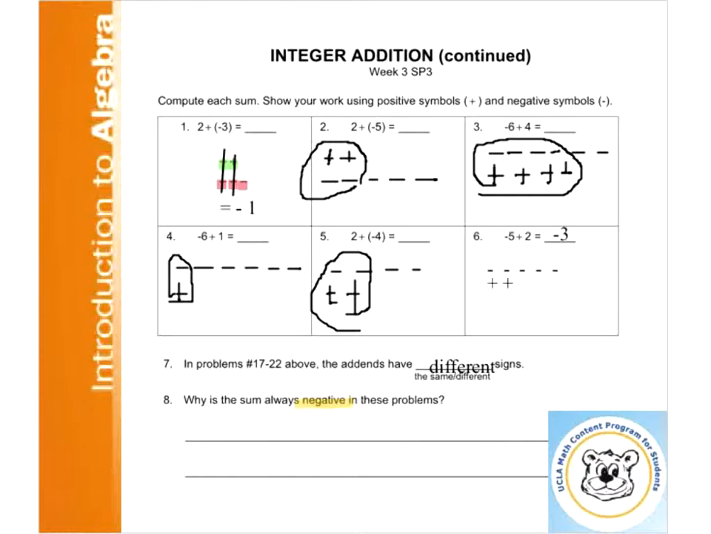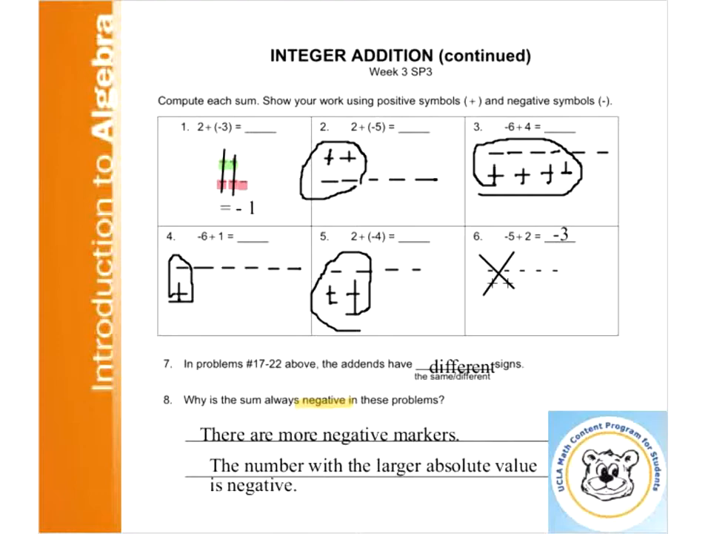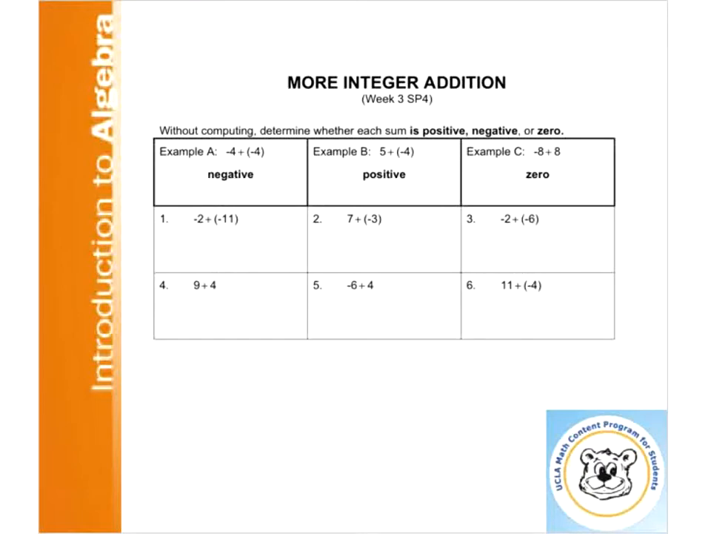So it's not really that the negative number is larger. There are more negative markers, correct? Okay, and if we want to follow the rule that came up earlier, we can talk about how the larger absolute value, the number with the larger absolute value happens to be negative. Okay. All right, are there any questions about this set of problems? All right, then let's go ahead and move on to our next page.